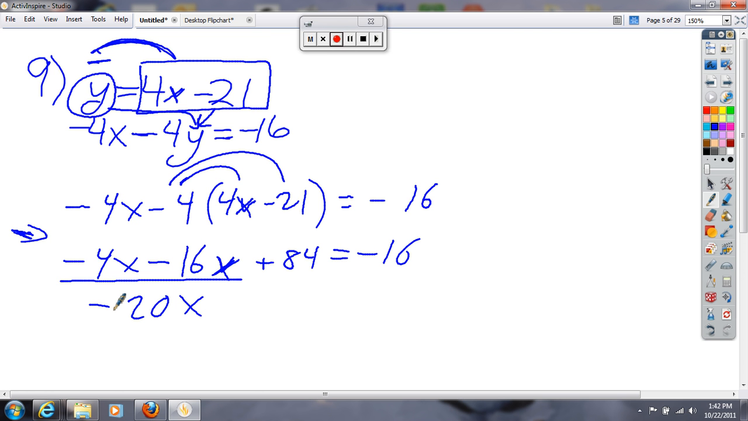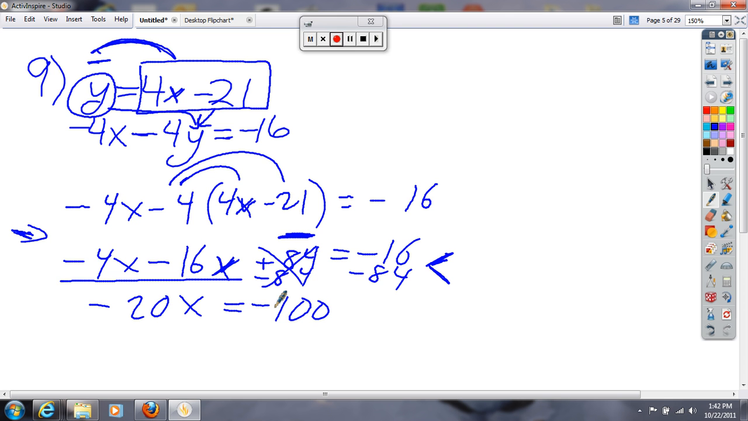Then I have a positive 84 here. I want to move it to the other side. So I subtract 84, and I subtract 84. Those 84s cancel. A negative 20x equals a negative 84 and a negative 16. These two right here. Same sign, so I add them and keep the sign. 84 and 16 is 100, and I'm going to keep the negative.